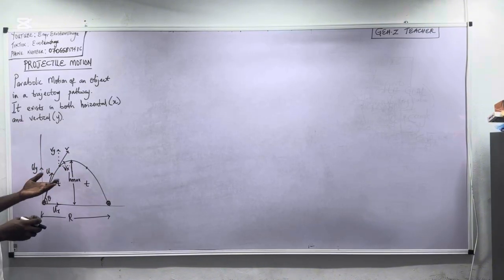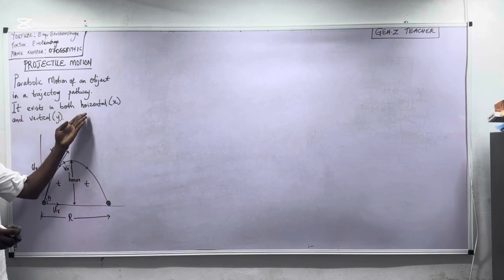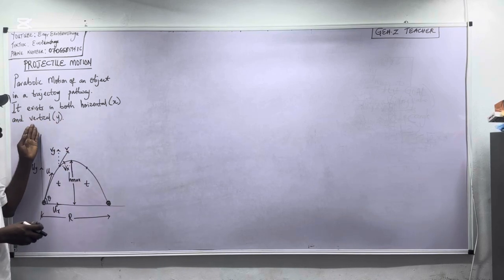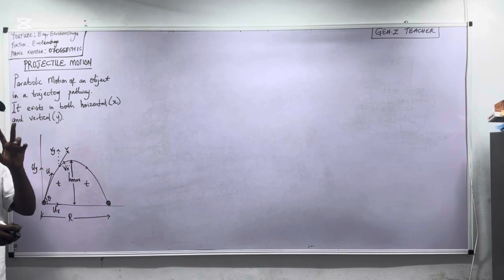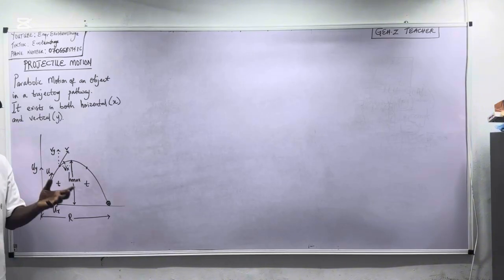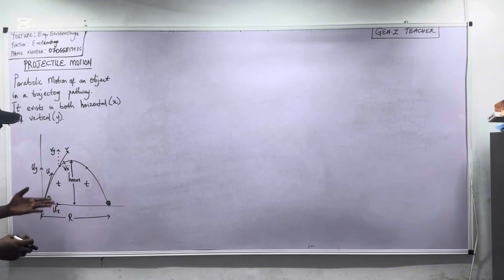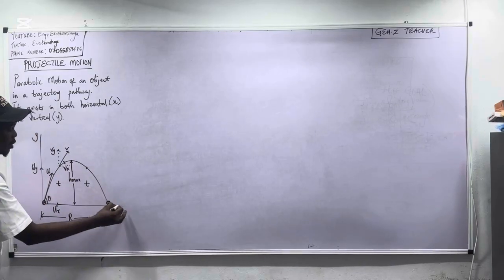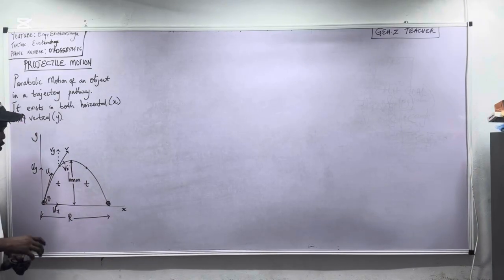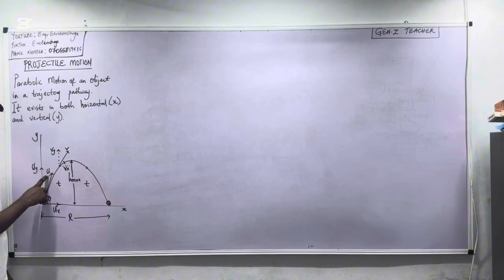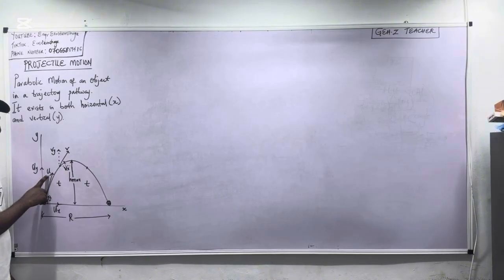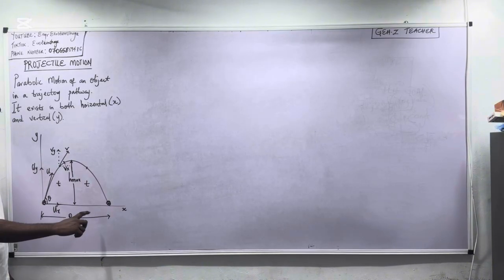projectile. Now we said it exists in both the horizontal, the x, and the vertical, y. So we can say it is a two-way motion or a two-dimensional motion. Now how do we mean? On the board is a diagram. This is the y-axis and this is the x-axis. You launch an object with u as the initial velocity inclined at an angle theta to the horizontal.